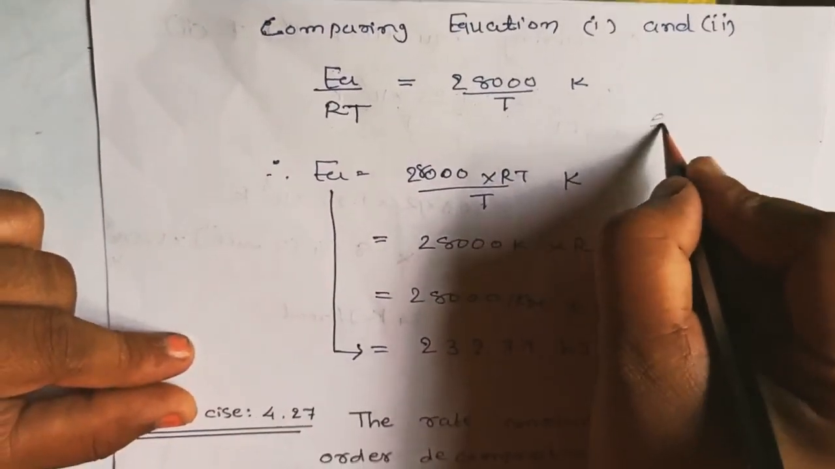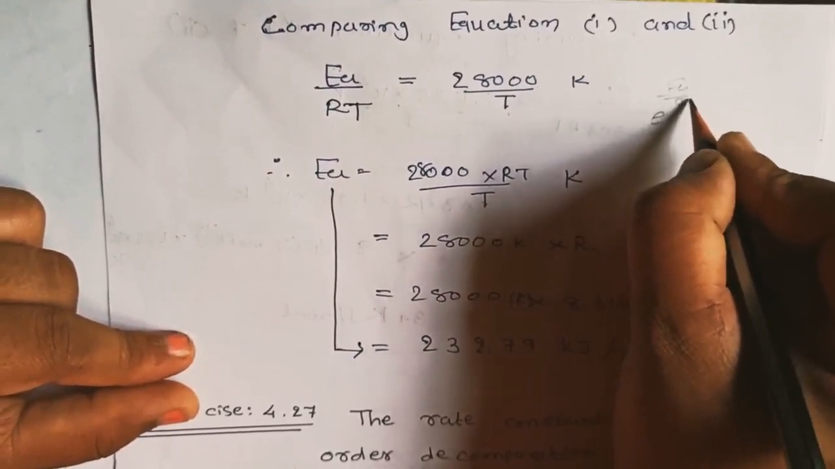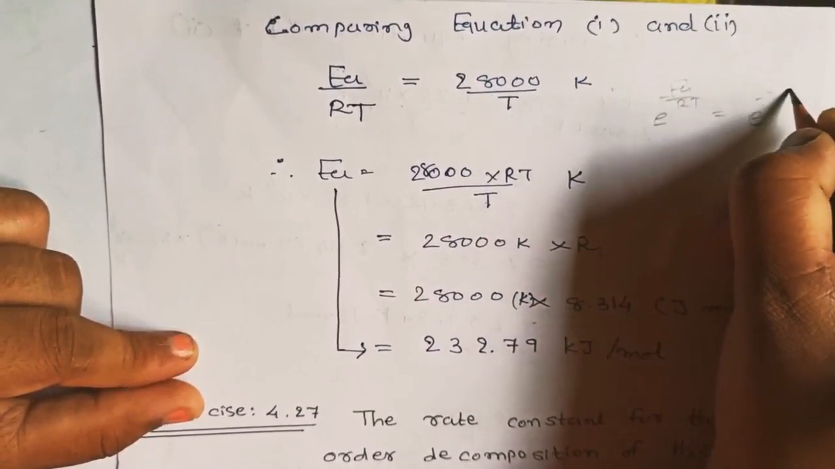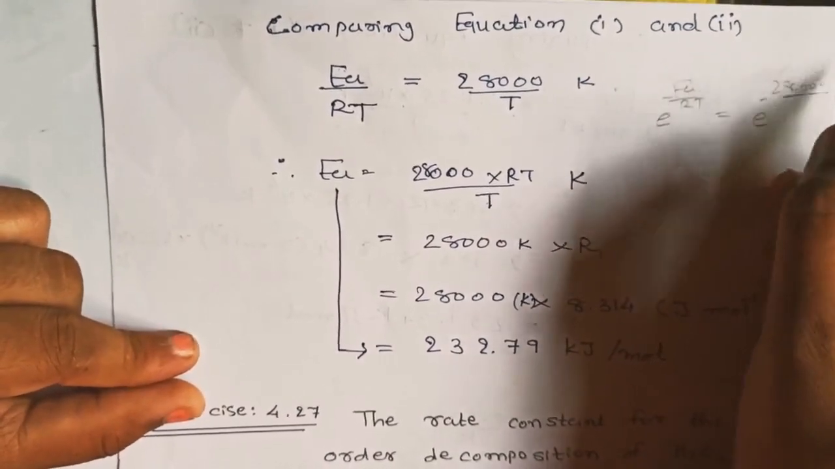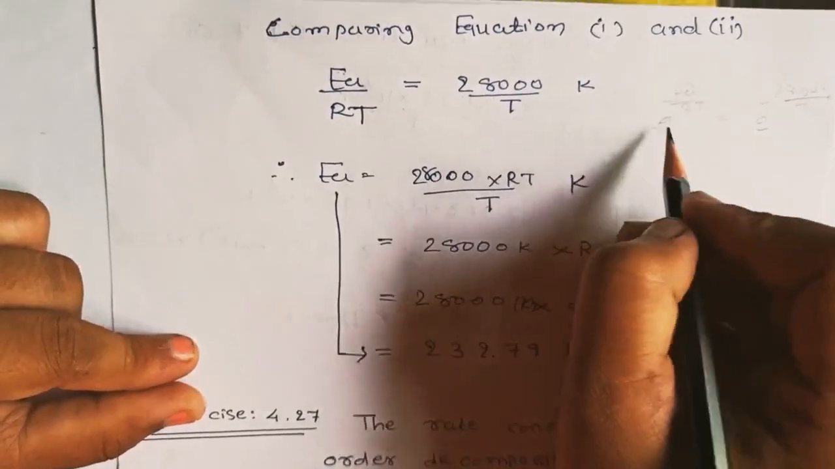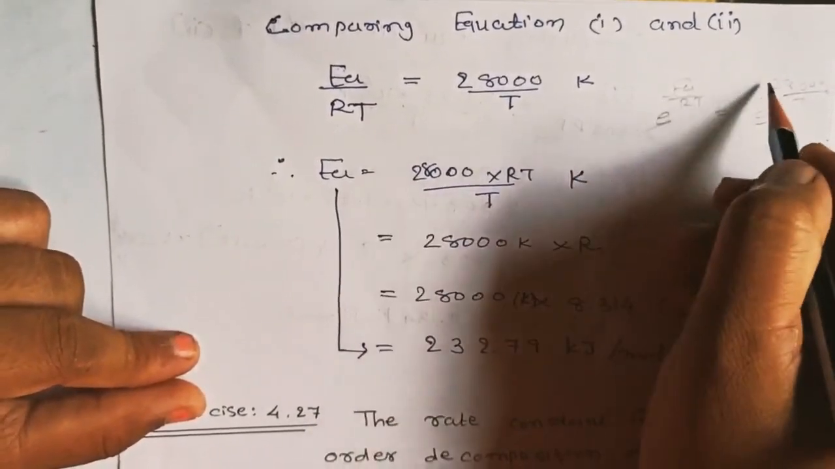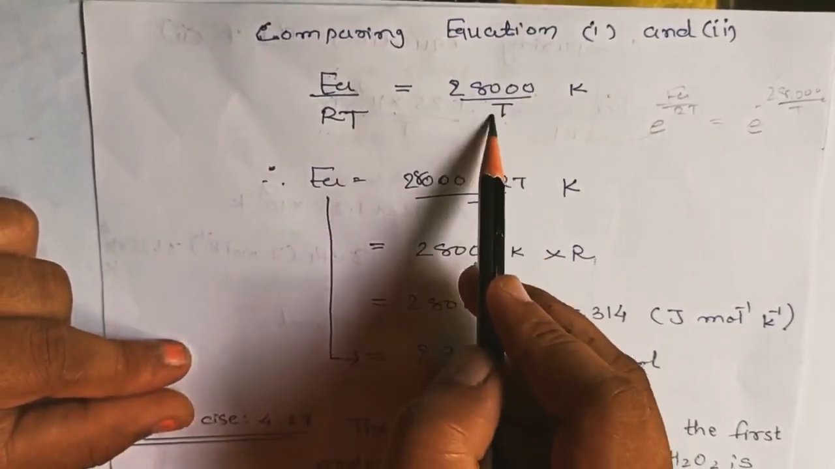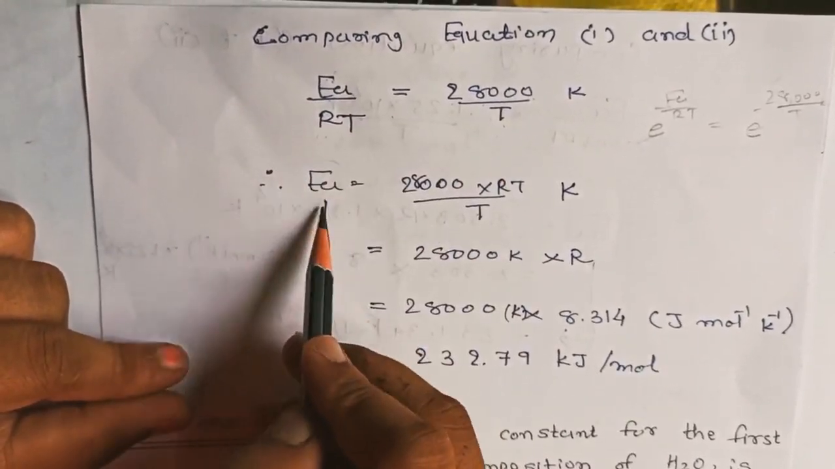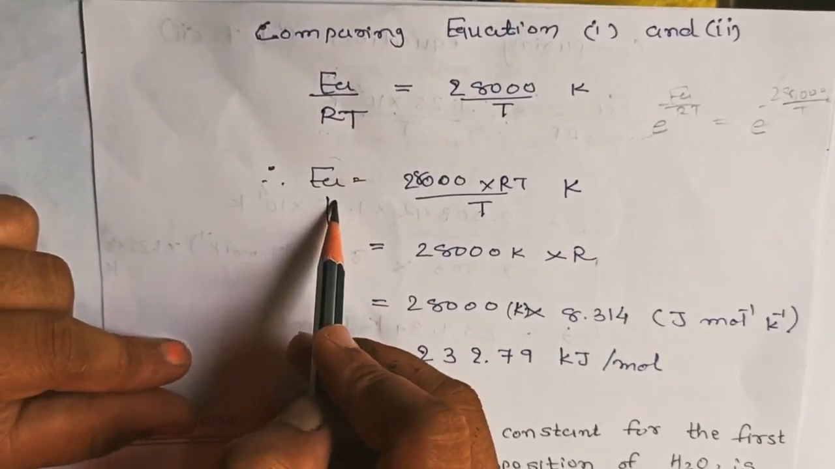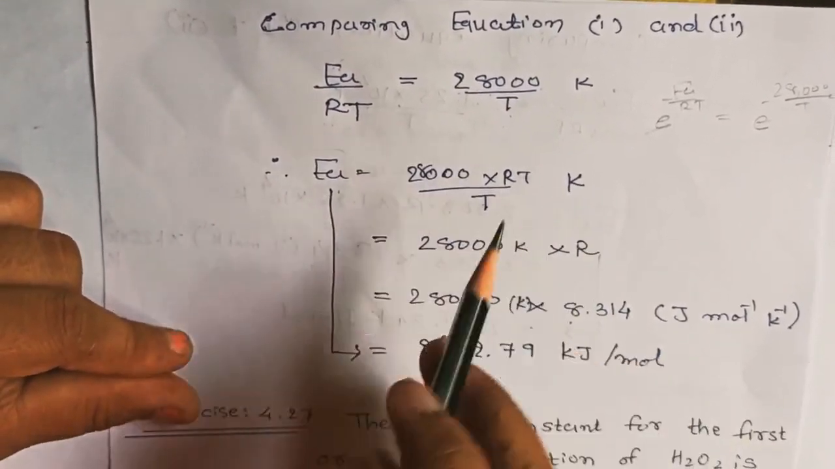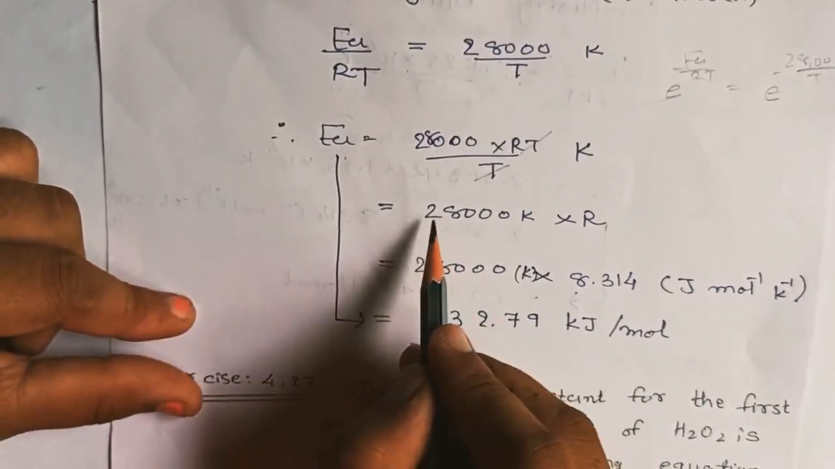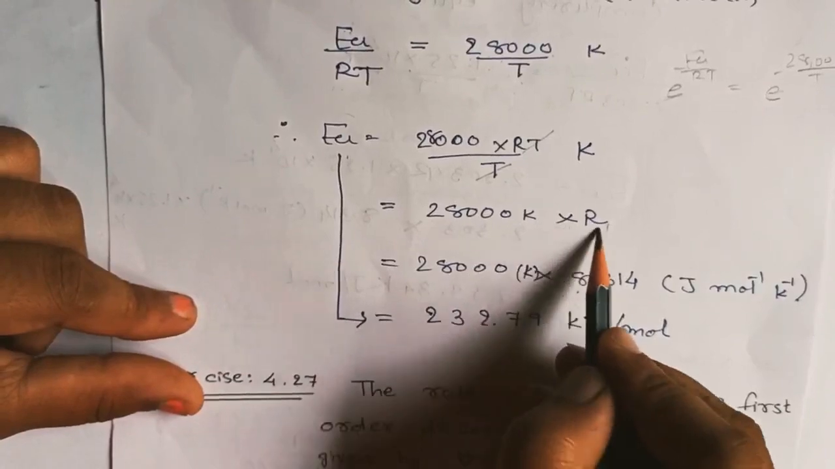Because we had e raised to minus EA by RT, and in the first equation we have e raised to minus 28,000 divided by T into Kelvin. So e cancels out, minus minus cancels out, so we will get EA by RT equal to 28,000 by T. Now we want the value of EA, so rearrange the formula. Here the temperature will cancel out, so you will get 28,000 into R, right?